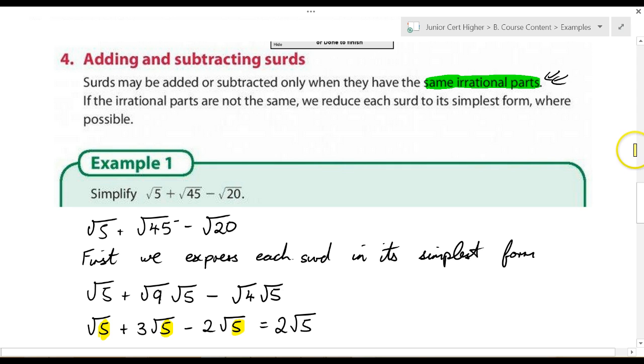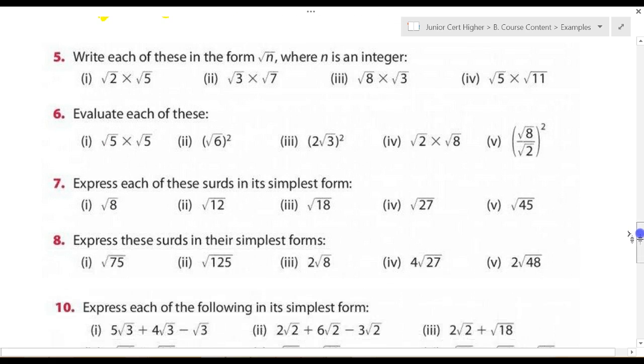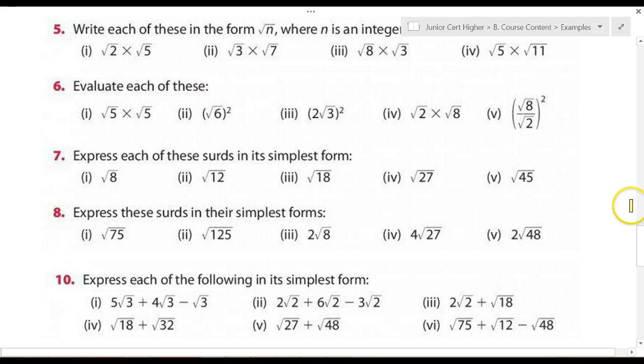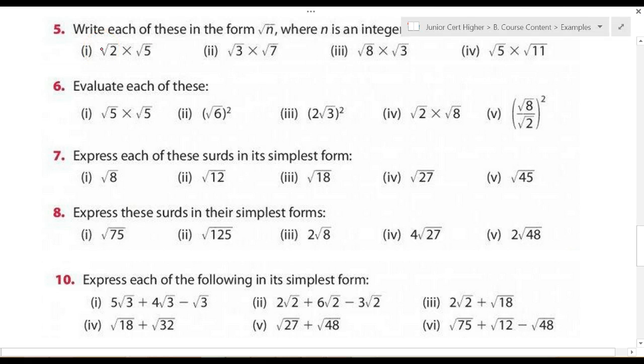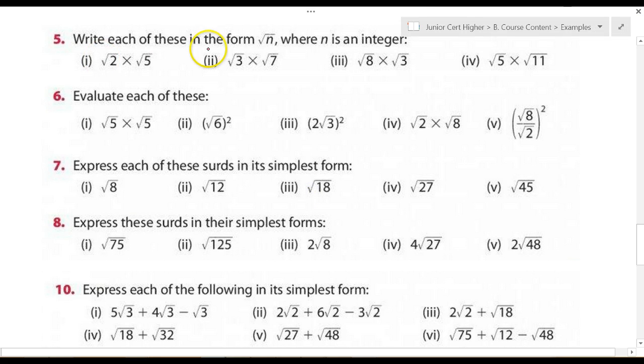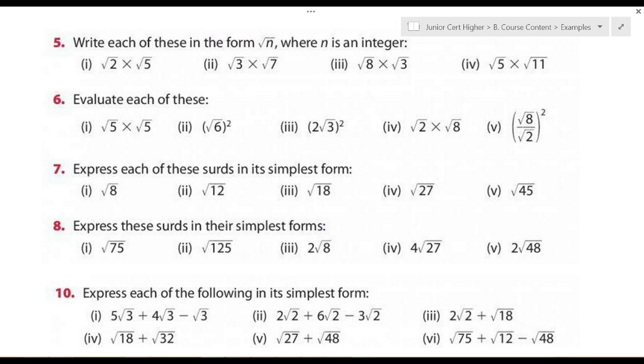Okay, now I want you to pause it here and take down this example, and after that we're then going to move on to the following questions. I want you to do these questions 5, 6, 7, 8, 9 and 10. I'm going to start you off with 5 part i. Root 5 by root 2, we want to write each of these in the form root n, where n is an integer, while root 5 by root 2 is the same as root 10.